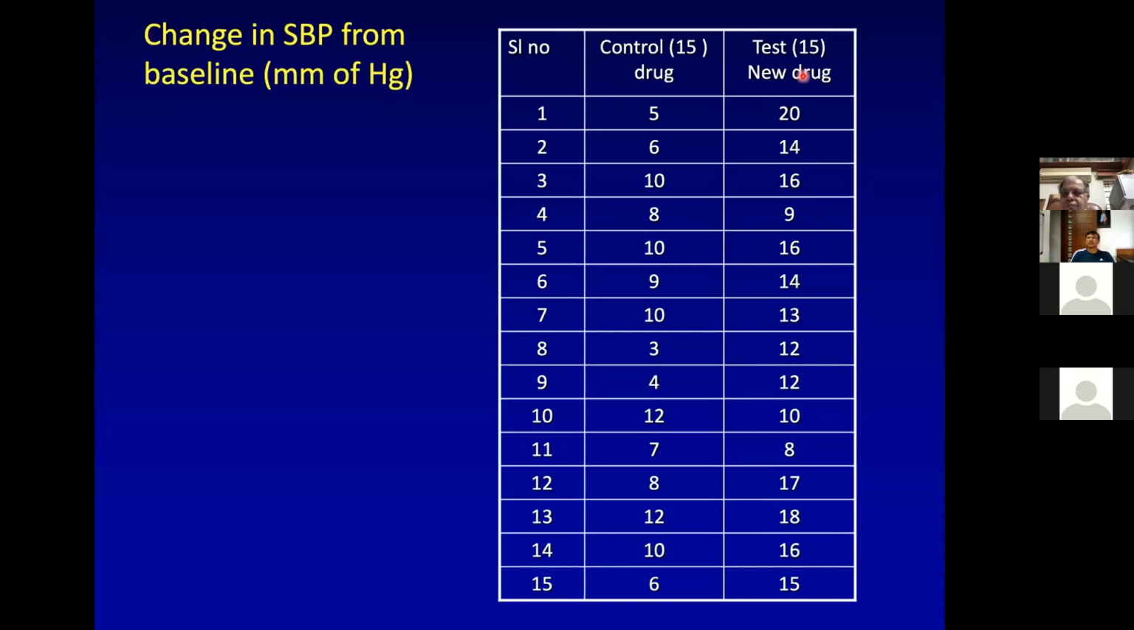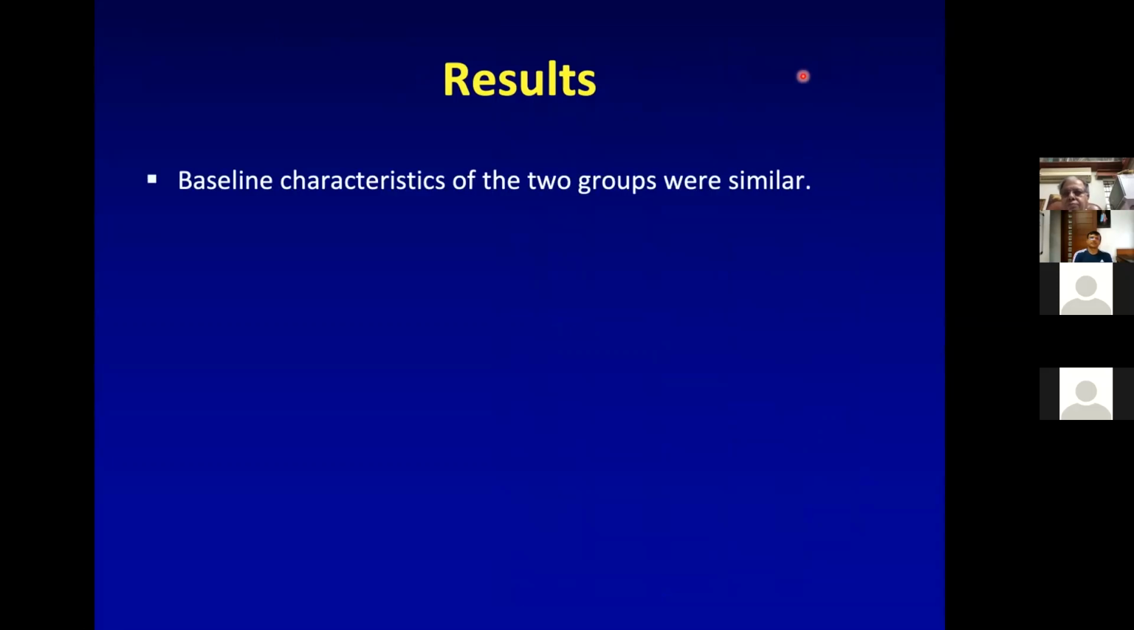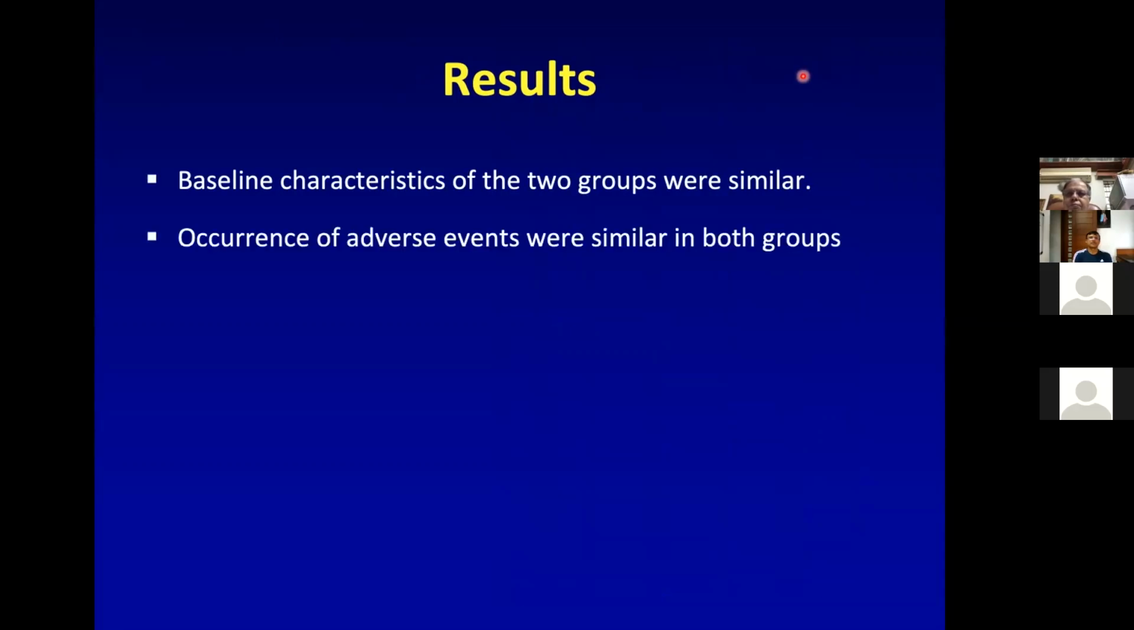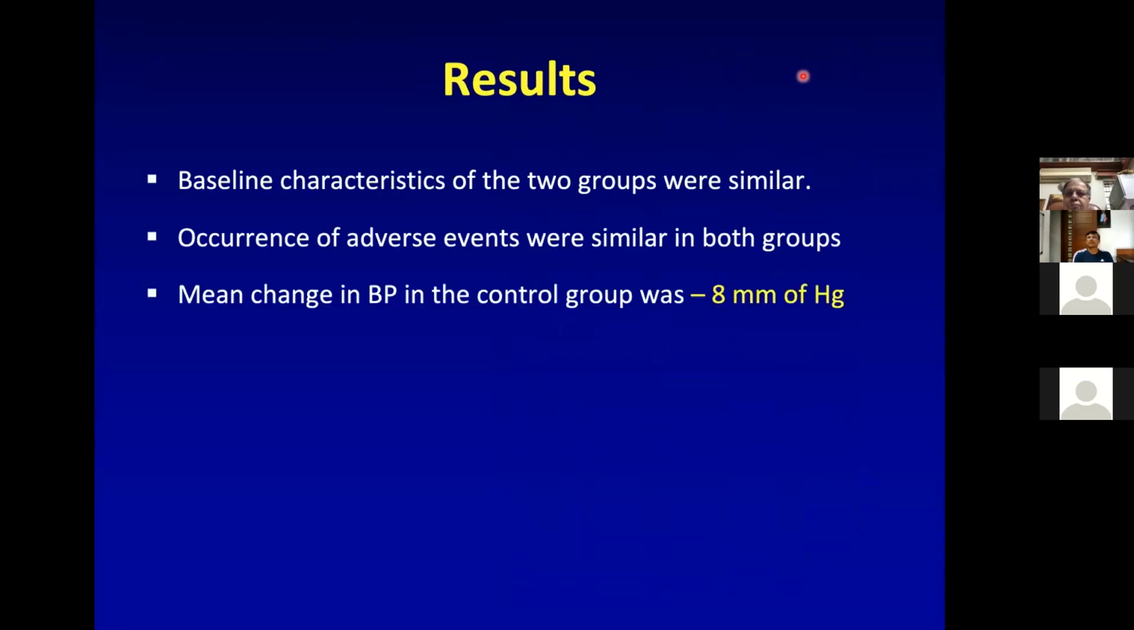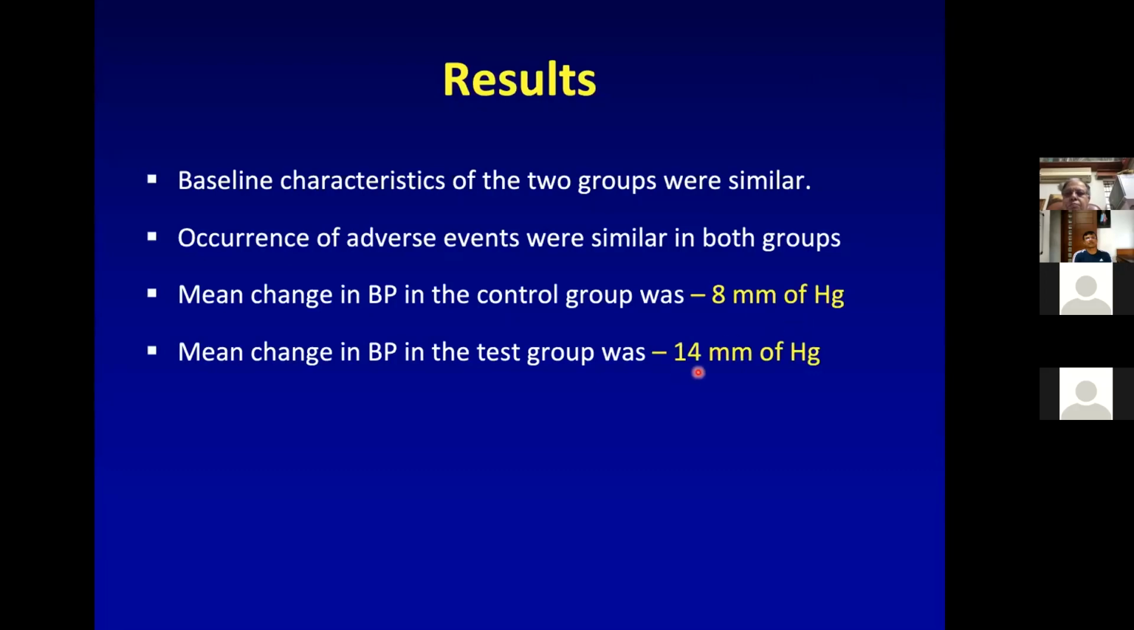All right, so is this good enough? Not really. So what do we do next? We look at the results, right? What did this happen due to? So we look at baseline characteristics. These two groups were all similar in age and sex and other background conditions. Adverse effects were the same in both groups, so nothing to choose in that. So then we look at what is the mean change in blood pressure in these two groups. In the control group, it was -8. And that in the new drug group was -14. So we're very happy that what we thought of before we started, that this new drug is going to reduce blood pressure even more, actually worked.